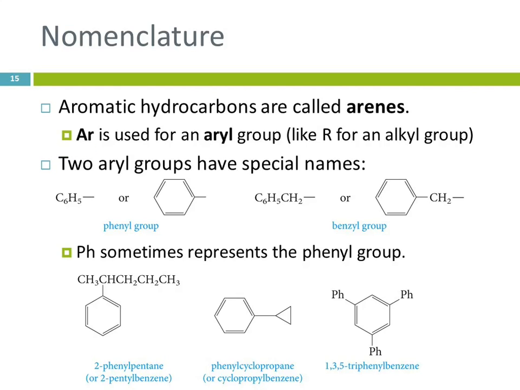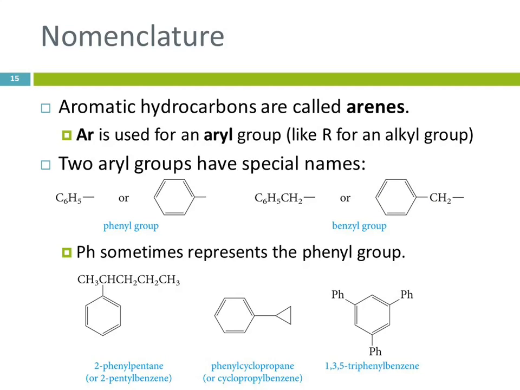Two of these groups have special names. This is the phenyl group. It's a benzene ring, and it's attached to something. So we can name benzene as a substituent. It's called phenyl. And then this is the benzyl group. The benzyl group differs because there's this CH2 group in here between the benzene ring and whatever it's attached to.